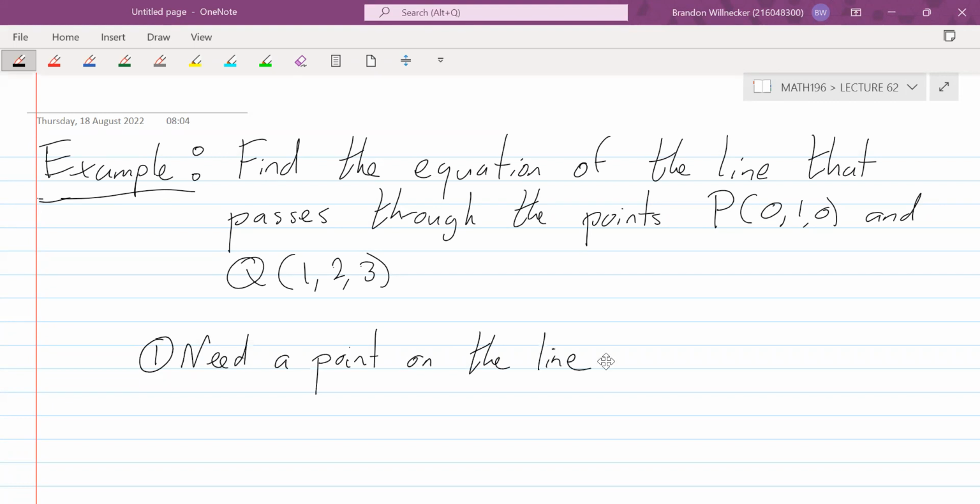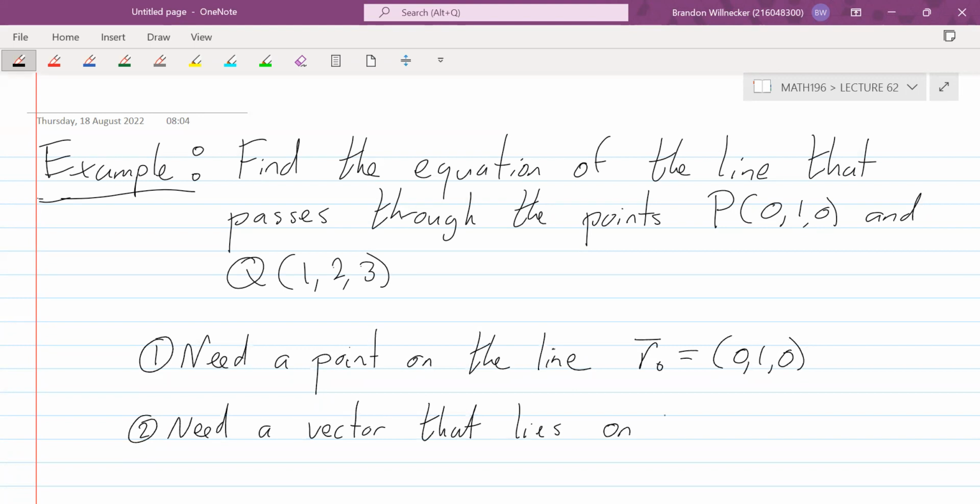Okay, so again, you can choose P or you can choose Q. It doesn't matter which one you pick, as long as it's on the line. So let's pick P. So R0, that's a point on the line. We're choosing P, so that will be 0, 1, 0. And step 2, we need a vector that lies on the line.